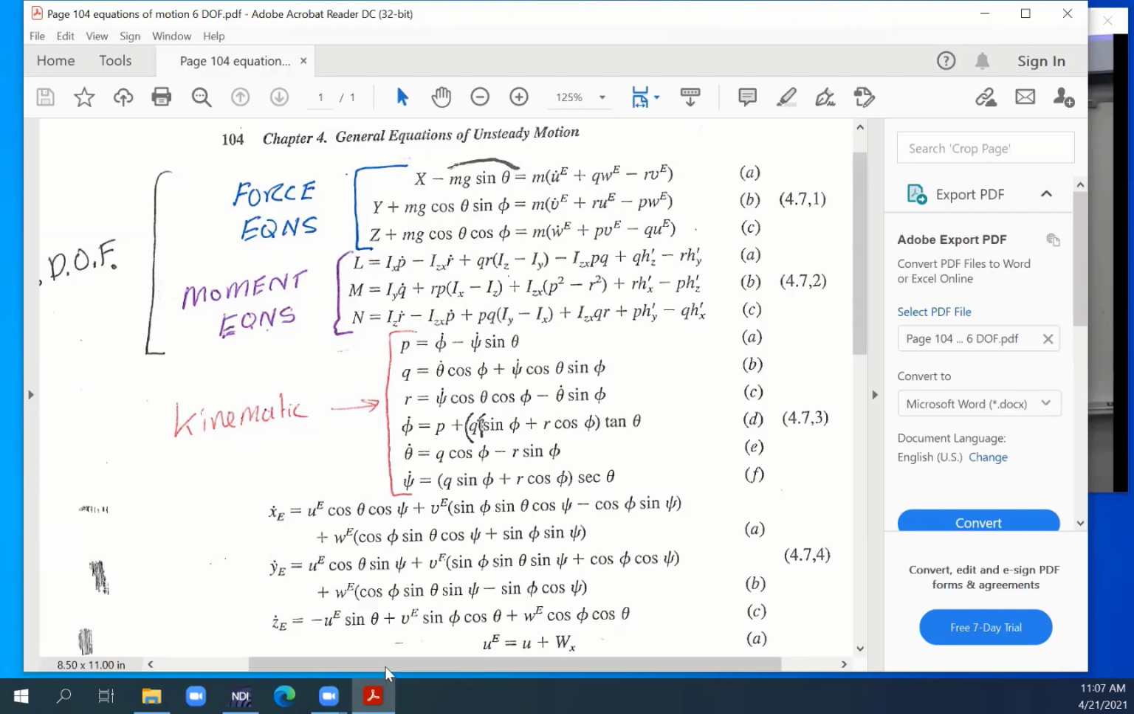Up here in these equations, we need theta and phi. And where do theta and phi come from? They come from these equations down here in terms of P, Q, and R, but where do P, Q, and R come from?